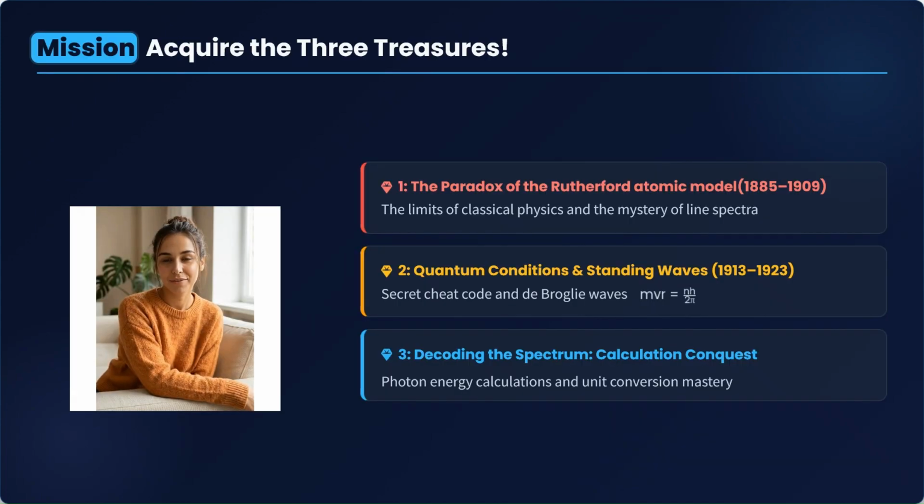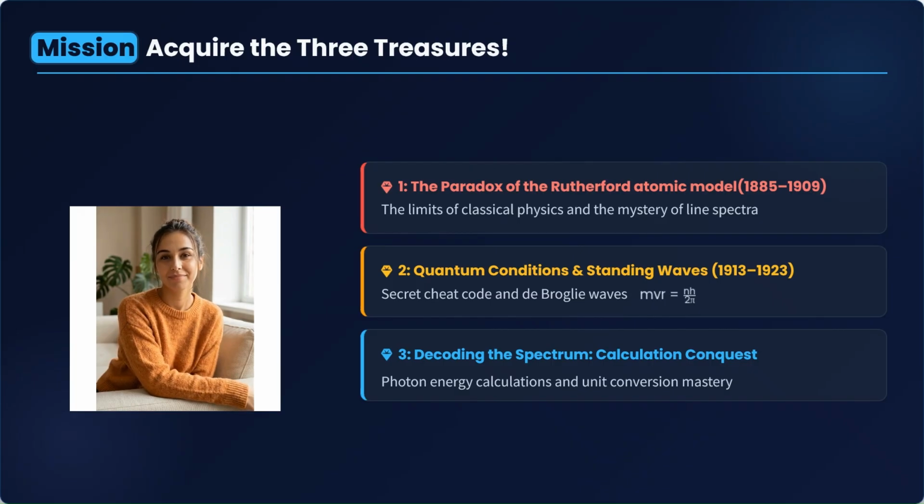Here are the 3 valuable skills you will gain in today's walkthrough. Treasure number 1, uncovering the historical paradox of the Rutherford atomic model. We will uncover why the rules of classical physics would cause an atom to collapse in less than a single second. Treasure number 2, the super powerful hack called the quantum condition. You will experience the thrilling moment where Bohr's discrete orbits link directly with de Broglie standing waves.